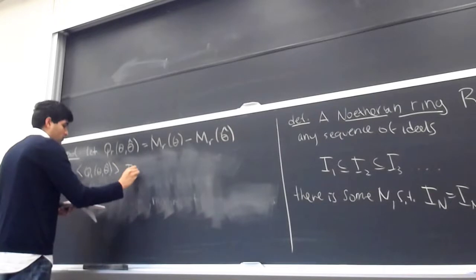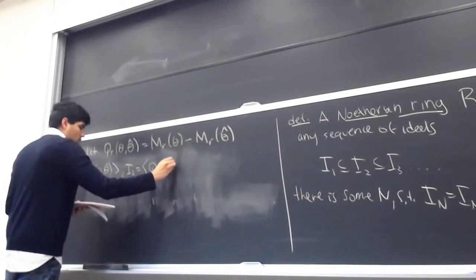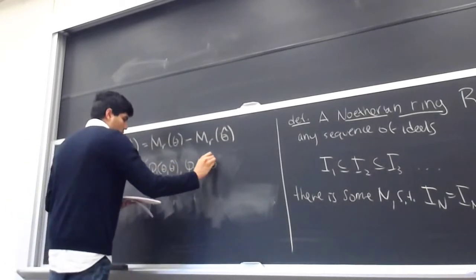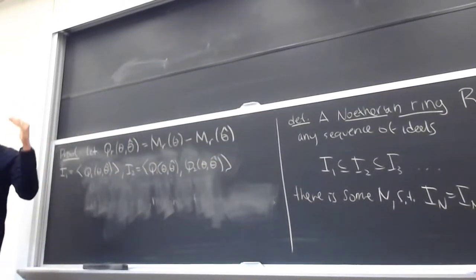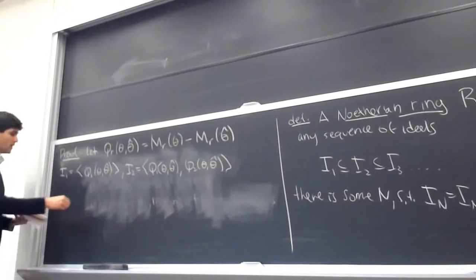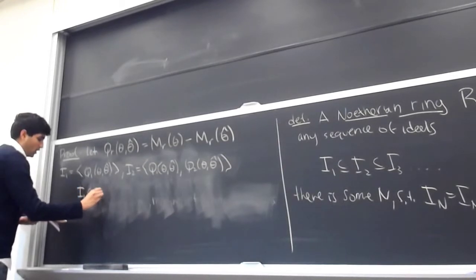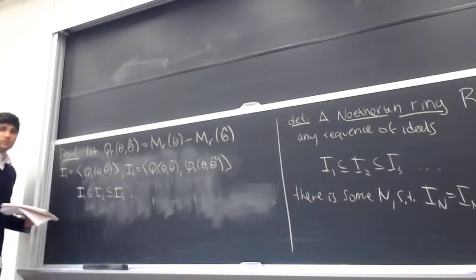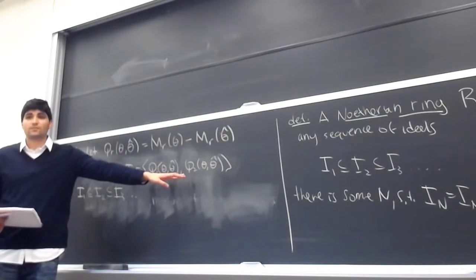I'm going to let I2 be generated by Q1 and Q2. Similarly, for I3, it'll be generated by Q1, Q2, and Q3. So in this way that I've constructed it, it's obvious that the ideals are non-decreasing. They can only get larger because I'm just using more things in their set of generators.